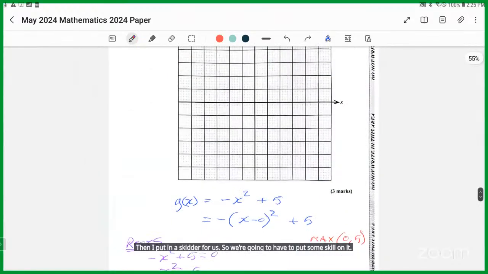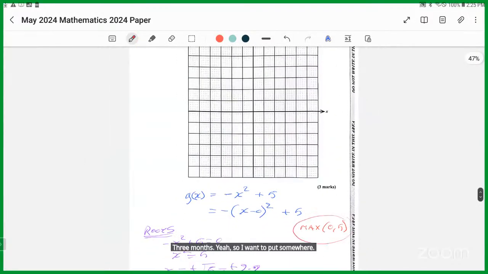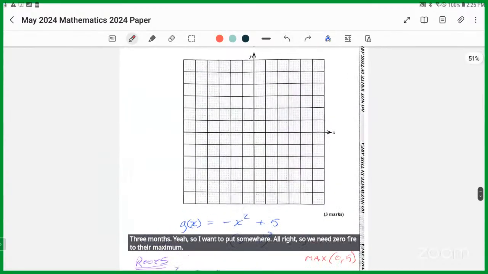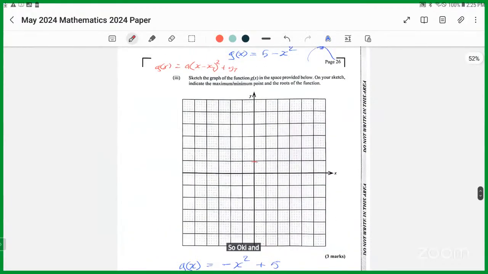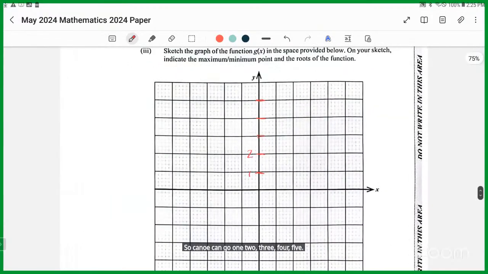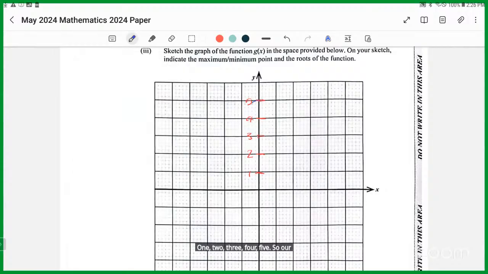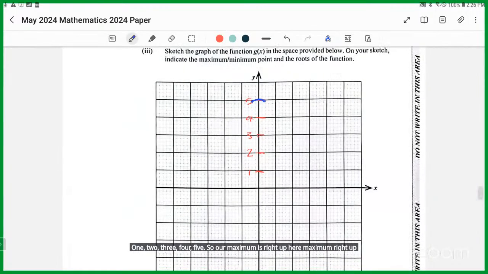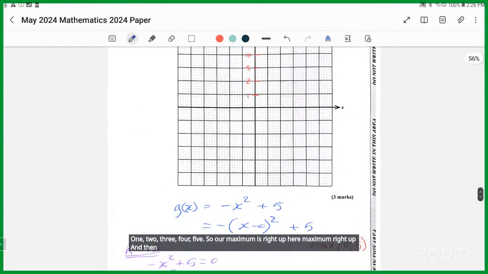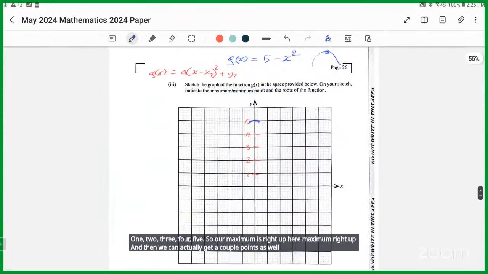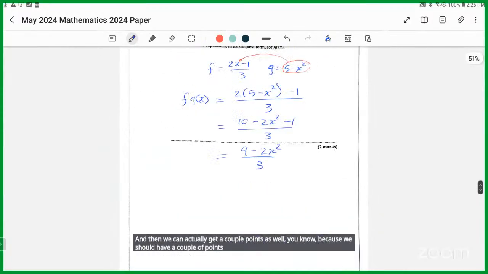What's the marks for this? 3 marks. Yeah, so we're going to put in some work. All right, so we need 0 to 5 for the maximum. So we can go 1, 2, 3, 4, 5. So our maximum is right up here. And then we can get a couple of points as well, because we should have a couple of points based on what we calculated up here.